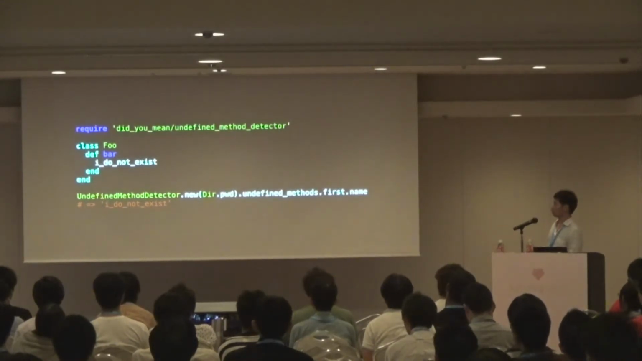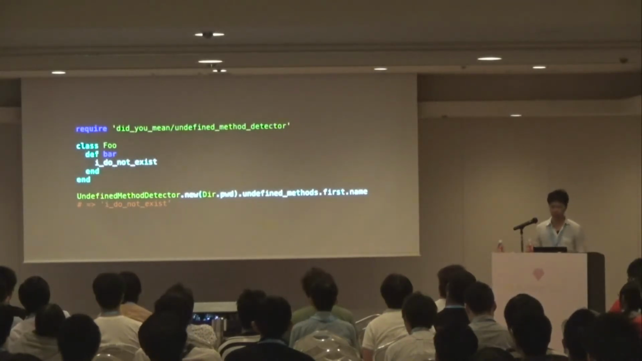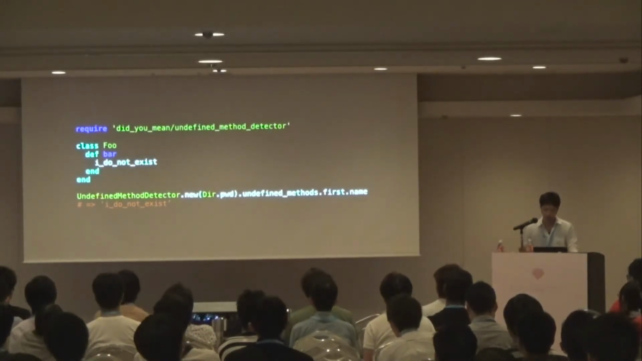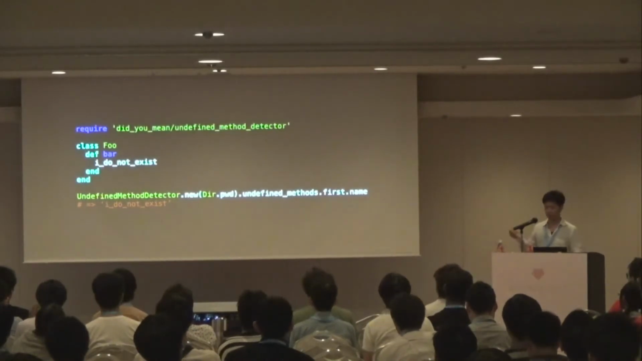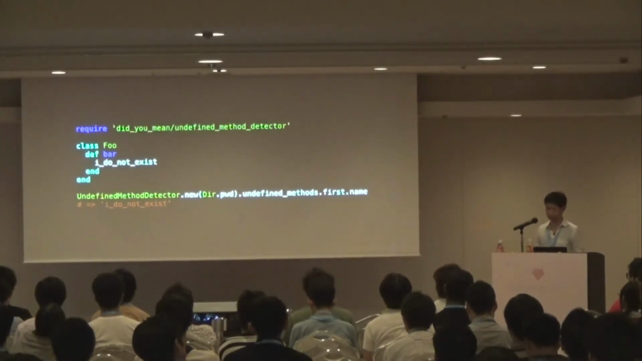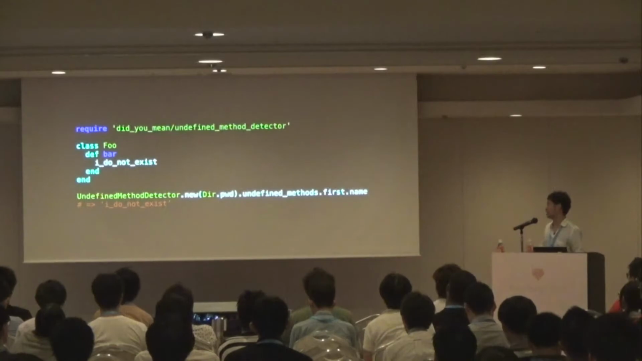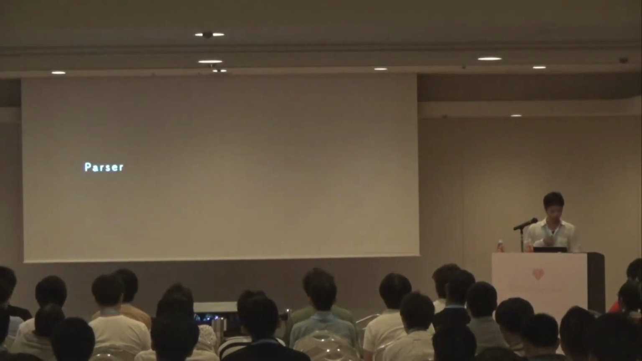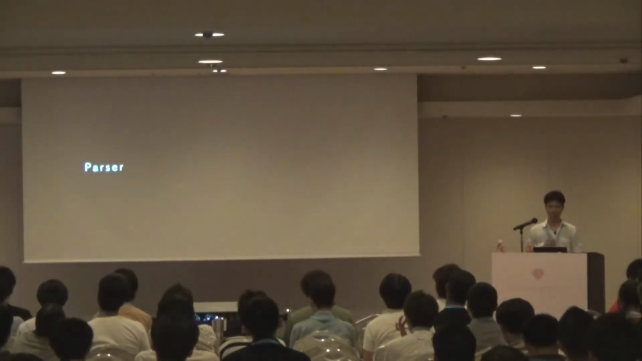So here, what it does is define a Foo class, and then it has a bar method, and it calls a method called I do not exist. And when you call undefined method detector, undefined methods, it could find the I do not exist method, which is great. So how does it work? When it comes to static analysis, of course, we need a parser, right?